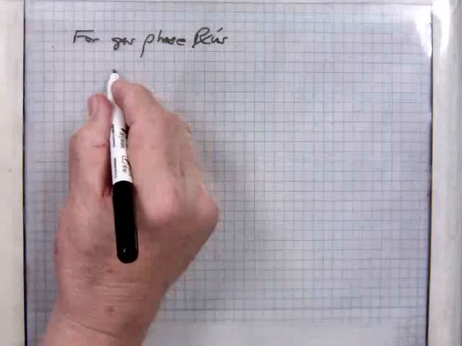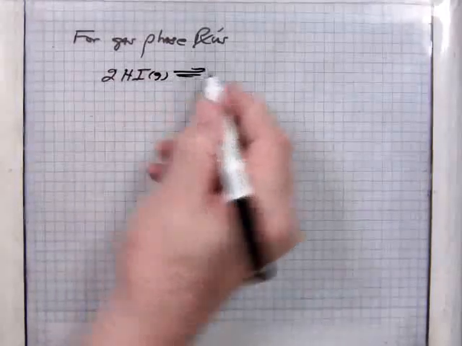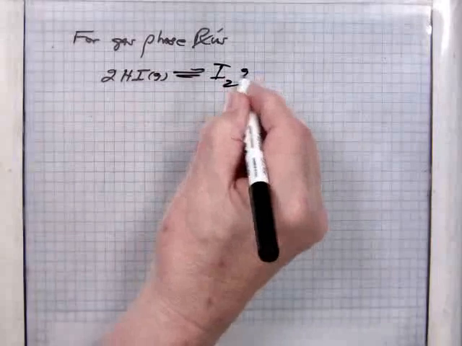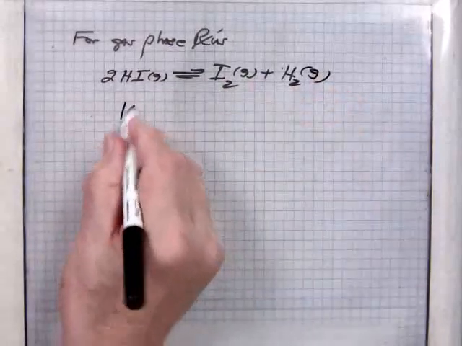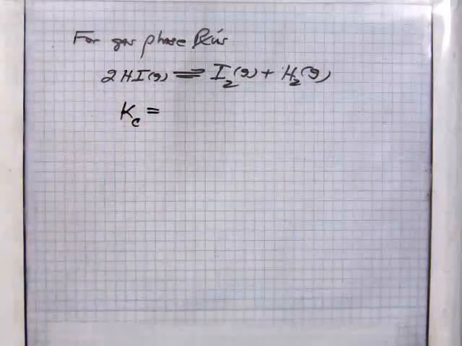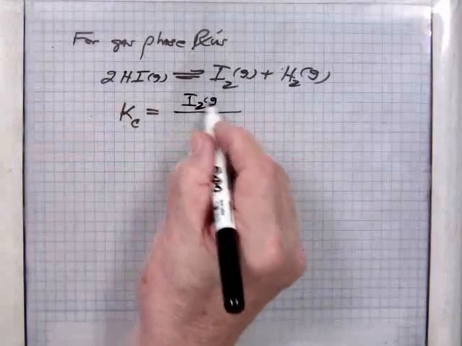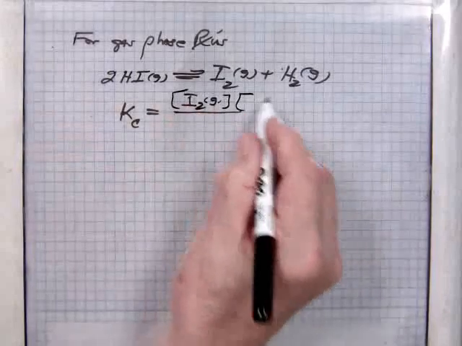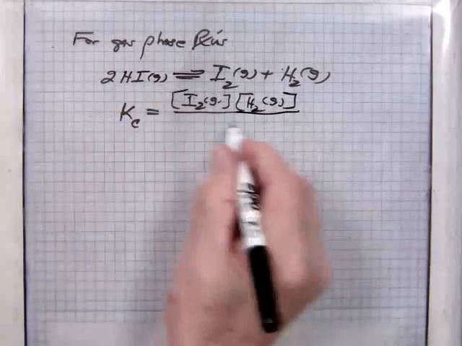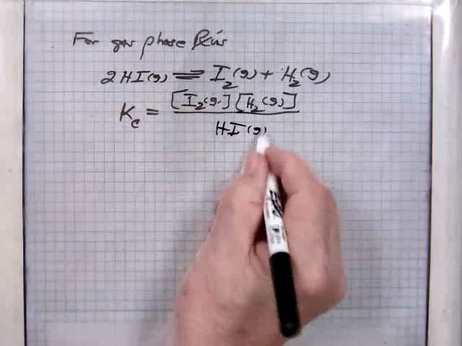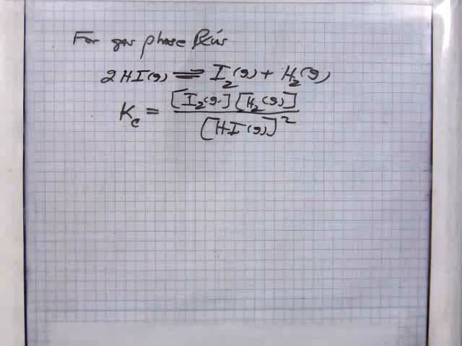Say you have 2HI as a gas in equilibrium with I2 as a gas and H2 as a gas, like that. Well, its concentration equilibrium constant, products over reactants, looks like this, of course. So there's your equilibrium in terms of molar concentrations.